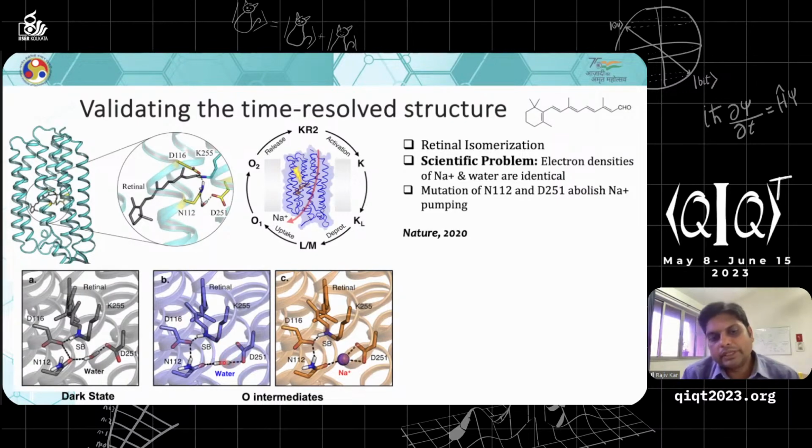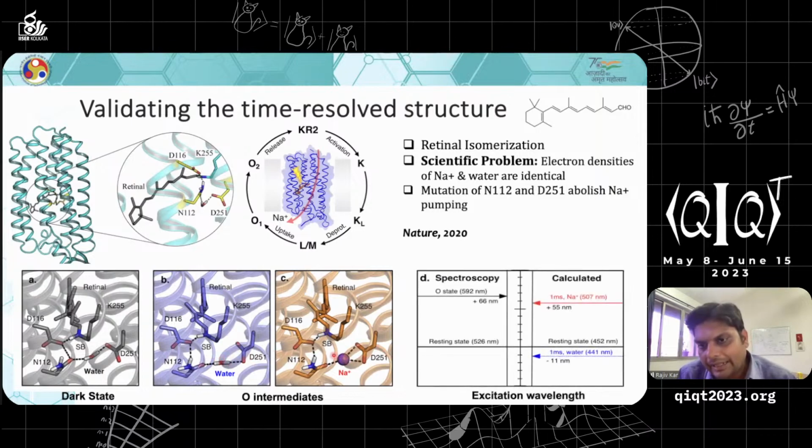So in order to do this, we first calculated the dark state with water and the light state with either water or the sodium ion. And this is the result. The experimental spectra for the resting state, that is the dark state, and the light state where we have the sodium ion have a shift of 66 nanometer. And this was towards red, that is higher wavelength or lower energy.